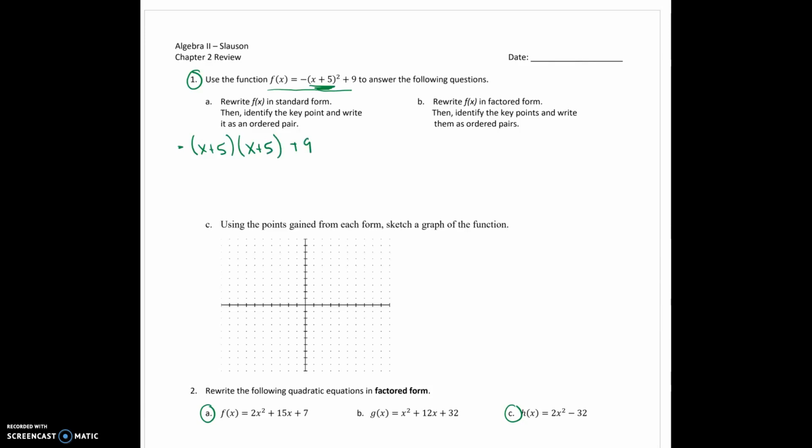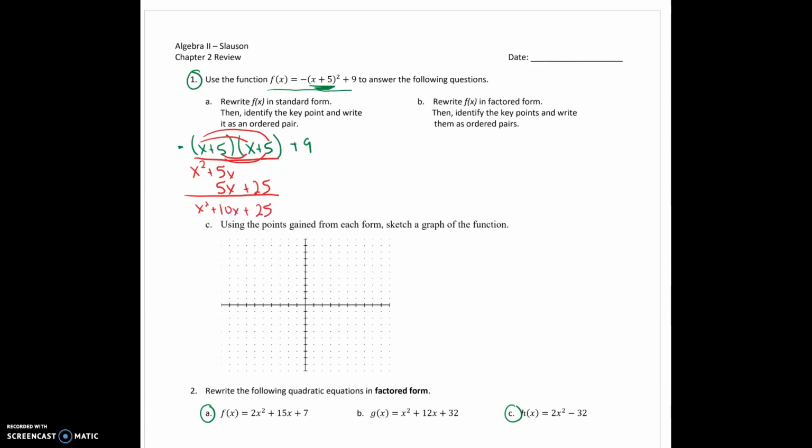So the first thing I always do is I always start having the neighbors meet the neighbors, and I always start with the parentheses. So I'm going to have x go visit first. So I'm going to get an x squared and a 5x. I'm just multiplying, that's distributing. And now this 5 is going to go meet the neighbors. I get another 5x and a 25. And when I put those two together, I get an x squared, I get 10x, and I get 25.